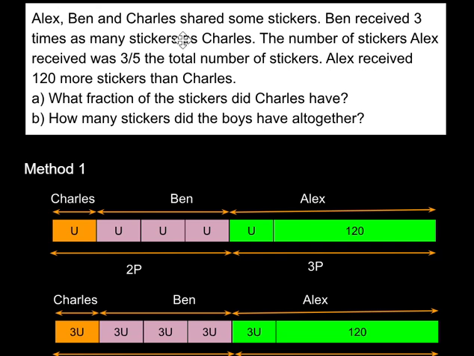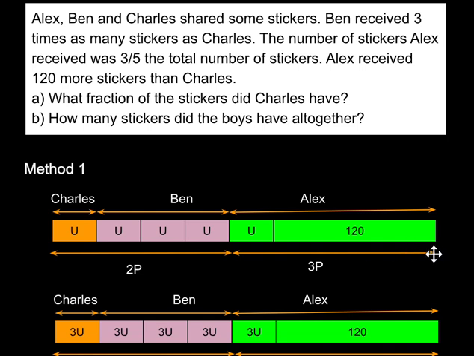Okay, so the information given: Ben received 3 times as many stickers as Charles. So if Charles is 1U, Ben will be 3U. Next, the number of stickers Alex received was 3/5 of the total number of stickers. So this part we ignore first. Alex received 120 more stickers than Charles. So if Charles received 1U, Alex must be U plus 120.